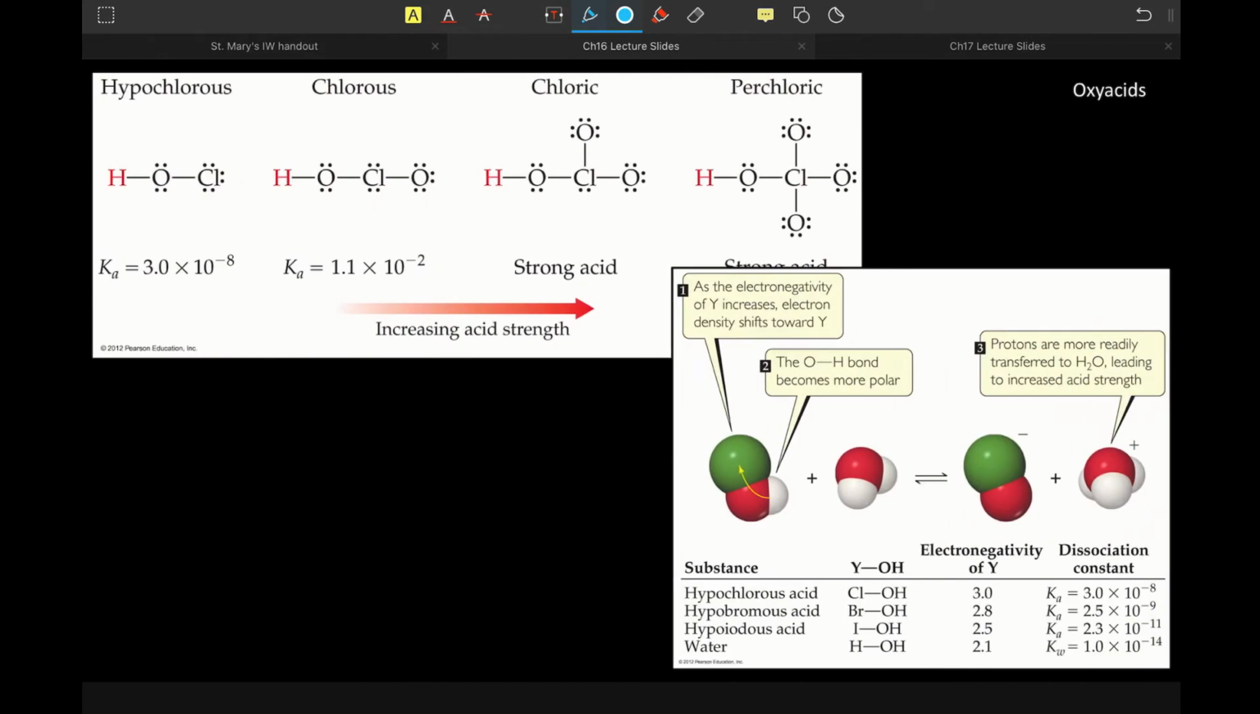Okay. If we're looking at oxyacid series, which means that we're starting from a polyatomic ion and then there's a hydrogen attached, please always remember that that hydrogen is always going to be attached to an oxygen, yes?